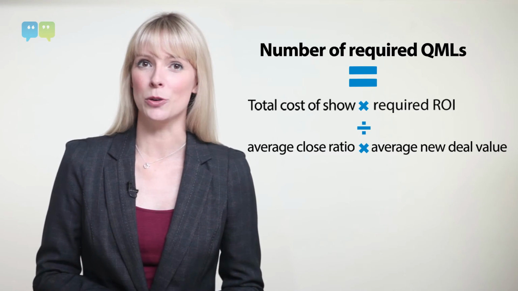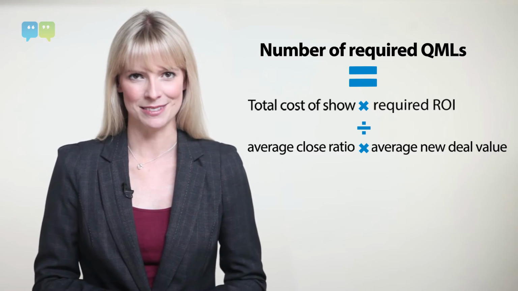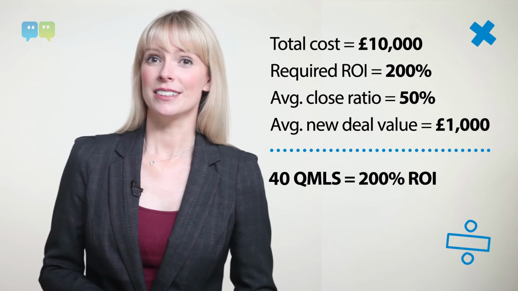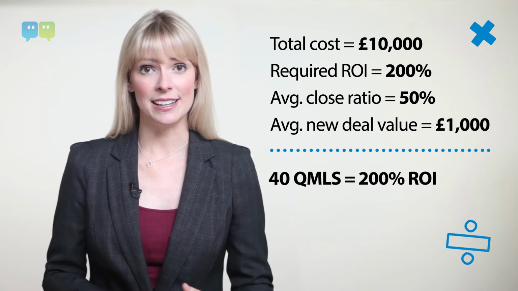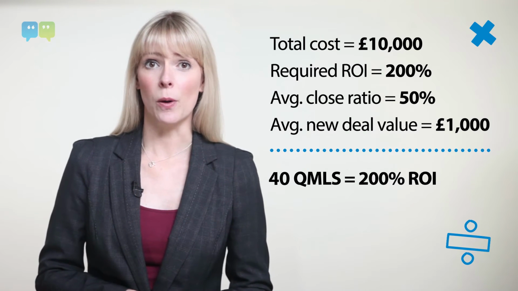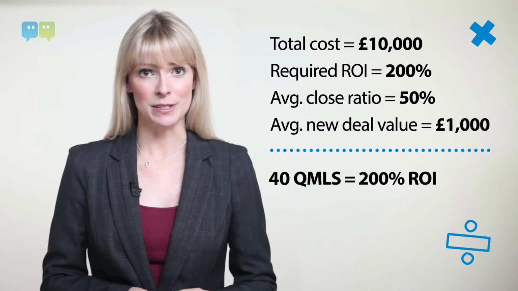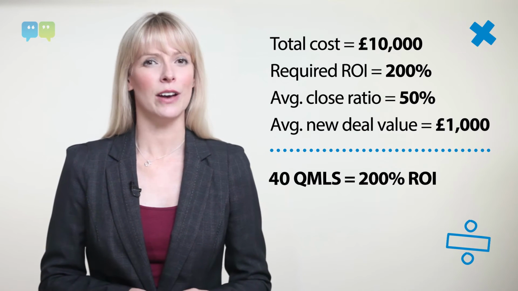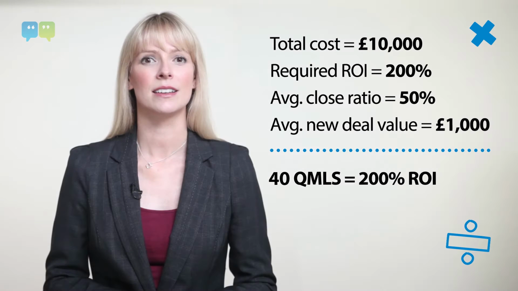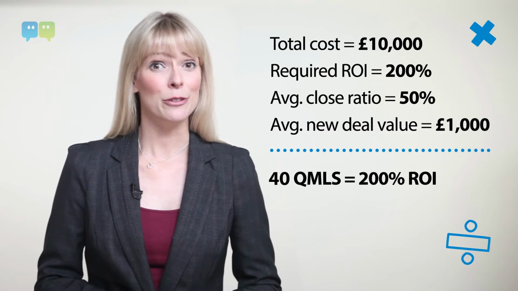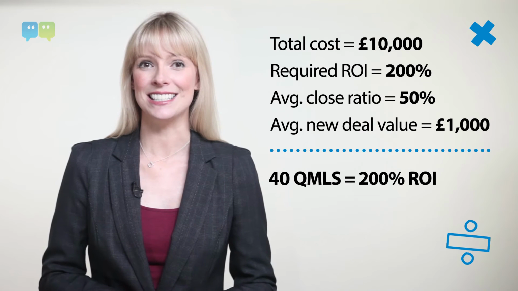We'll be covering this more in future episodes, but for the purpose of objective setting, here's a simple formula to help you determine your minimum number of required QMLs. For example, if the total cost of the show is £10,000, your required ROI is 200%, your average close ratio is 50%, and your average new deal value is £1,000. You'll be surprised at how few QMLs you actually need to deliver a strong ROI.